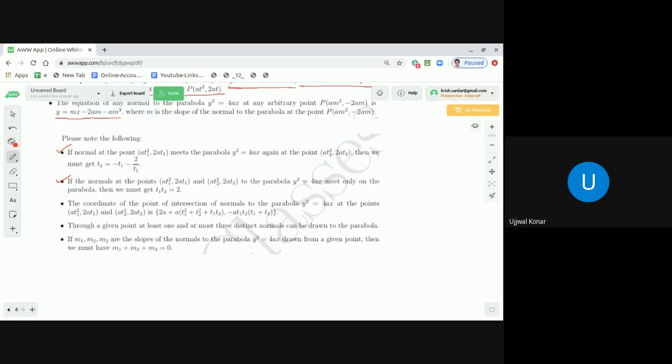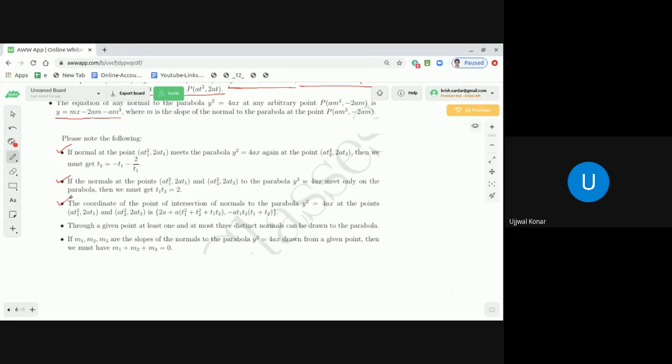The coordinate of the point of intersection of normals to the parabola y square equal to 4ax at the points at1 square comma 2at1 and at2 square comma 2at2 is 2a plus a into t1 square plus t2 square plus t1 t2, minus a t1 t2 into t1 plus t2. That is the coordinates of the point of intersection of normals to the parabola at the points at1 square comma 2at1 and at2 square comma 2at2. Similar discussion we had for the coordinates of the point of intersection of the tangents to the parabola y square equal to 4ax at 2 points like this.